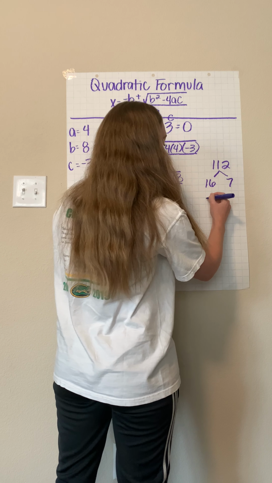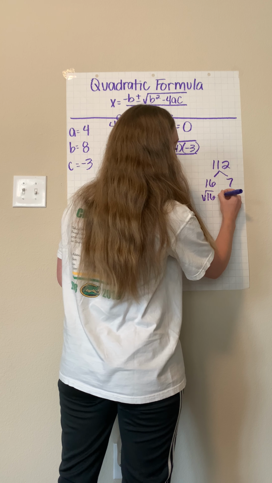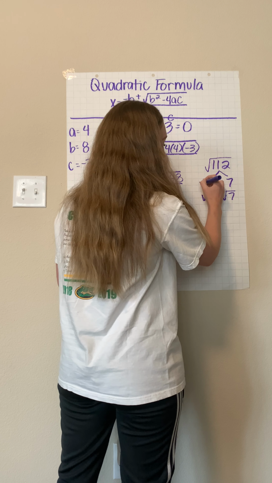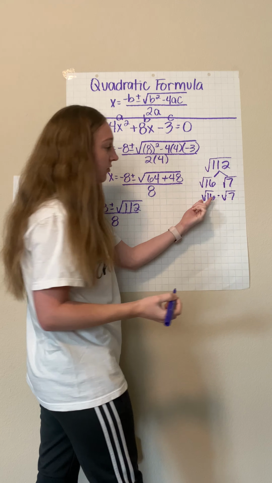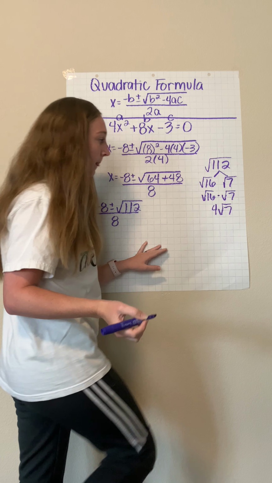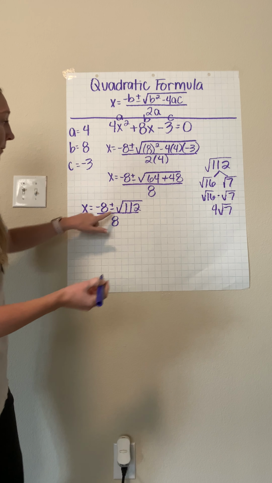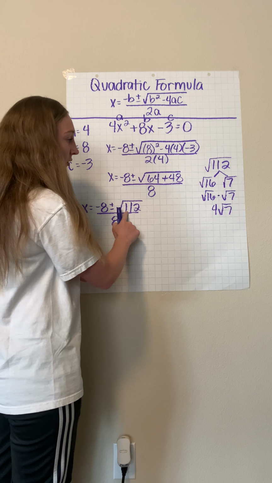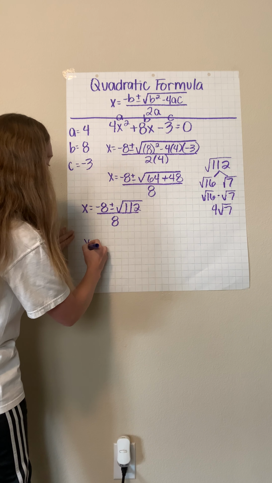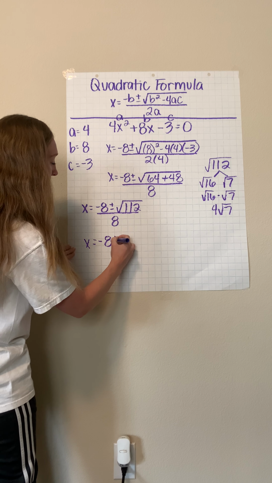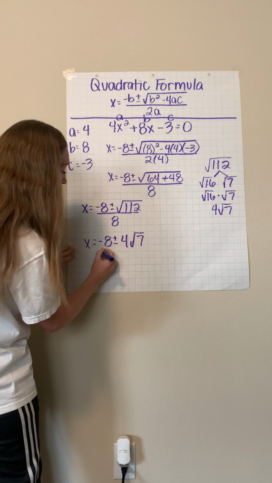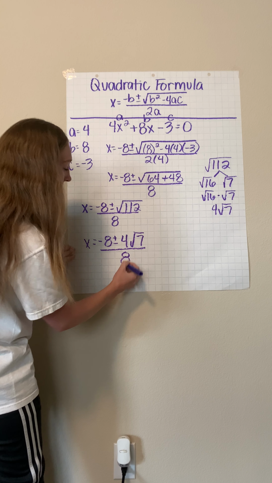So this is the square root of 16 times the square root of 7, to which the square root of 16 is 4, so this is just 4 square root of 7. So I can come back over here, and I'm going to be replacing the square root of 112 with 4 square root of 7. So now I've got x is equal to -8 plus or minus 4 square root of 7. All of that is divided by 8.